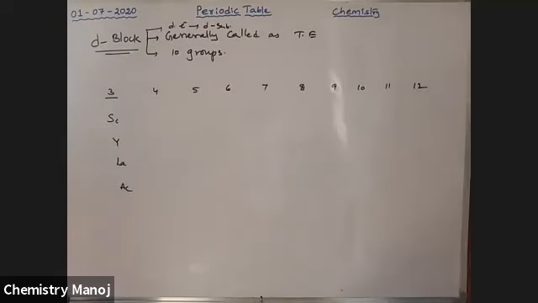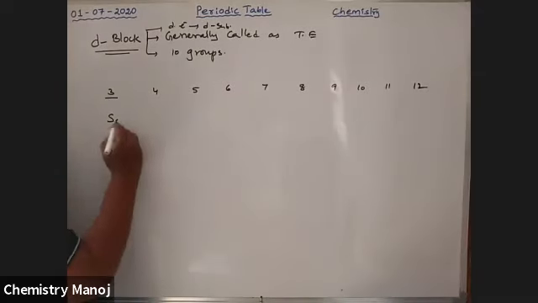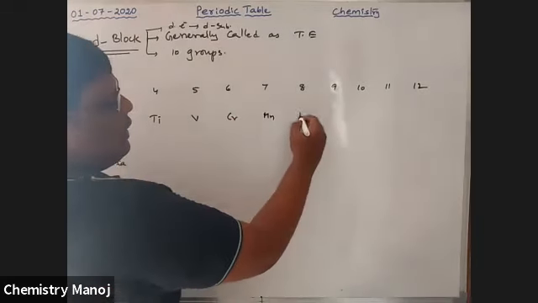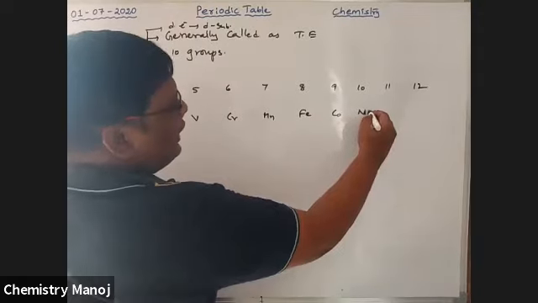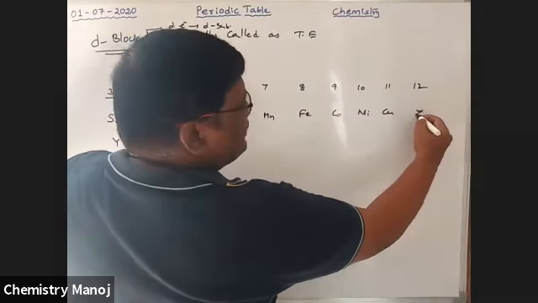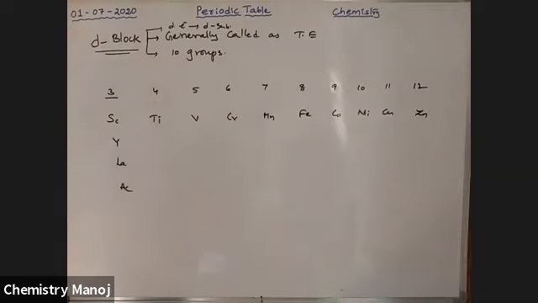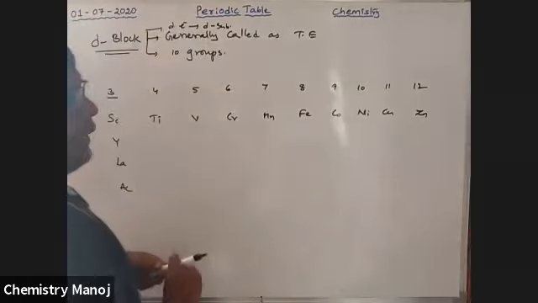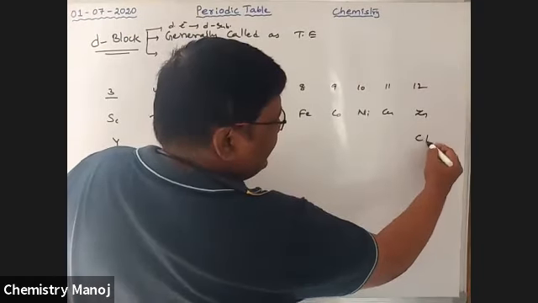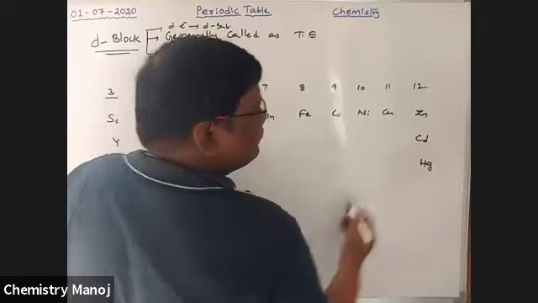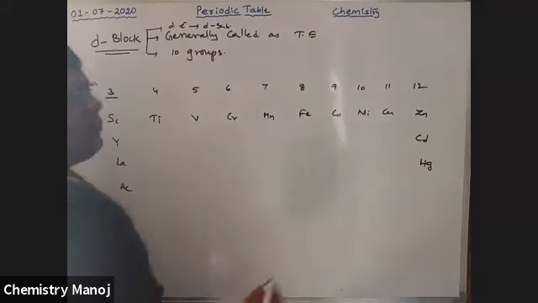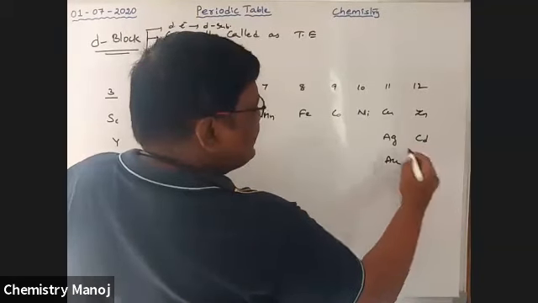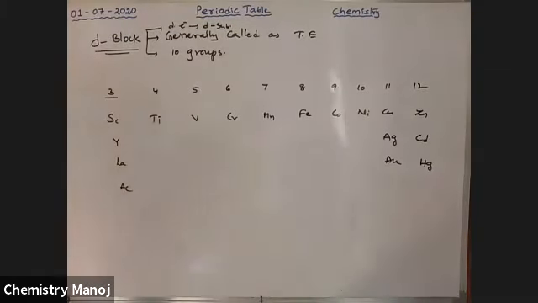Now I am writing the elements here: scandium, titanium, vanadium, chromium, manganese, iron, cobalt, nickel, copper, zinc. One by one we are writing here. See, my boys. Here zinc, cadmium, mercury are there. Here copper, silver, gold are existent.